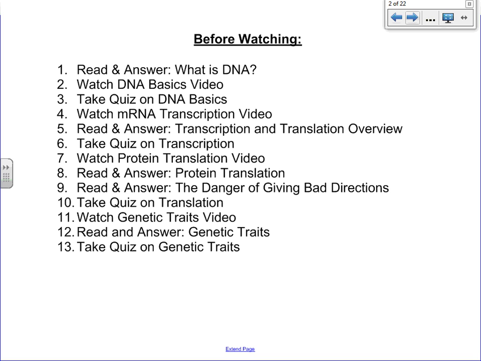Before you get started with Punnet Squares level 1, you should make sure that you have read and answered the What is DNA questions, watched the DNA basics video, taken the quiz on DNA basics, watched the mRNA transcription video, read and answered transcription and translation and overview, taken the quiz on transcription, watched the protein translation video, read and answered the protein translation questions, read and answered the danger of giving bad directions, taken the quiz on translation, watched the genetic traits video, read and answered the genetic traits questions, and hopefully taken the quiz on genetic traits and did phenomenally well.